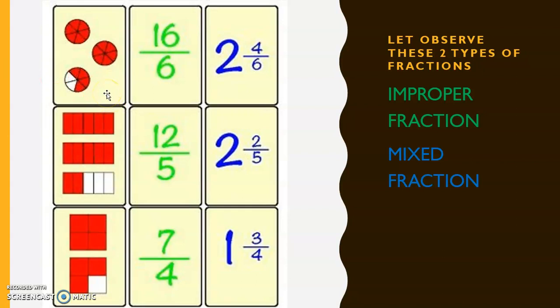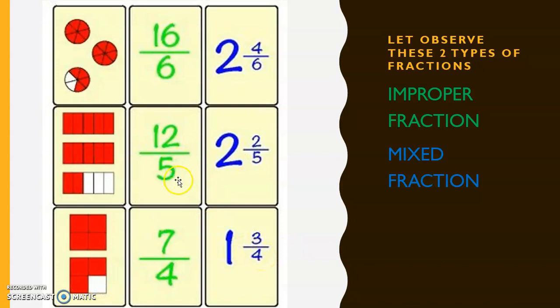Let us observe these two types of fractions. This is improper, numerator bigger, denominator smaller, and this is mixed, 2 and 4 by 6. This can be represented in the form of figures here. You can see two complete figures, each having 6 parts, and 4 parts out of 6 is the fraction. So 2 whole and 4 upon 6. Here we can see 7 upon 4 parts each, or 1 whole and 3 upon 4.